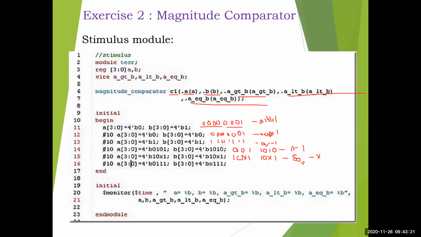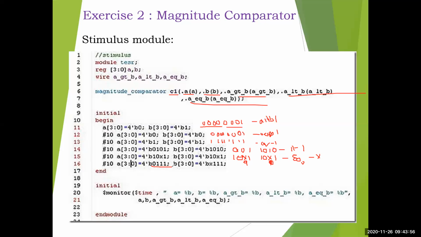So 0 1 1 1 and x 1 1 1. Here we have to give a value to x, either 0 or 1. What will happen if both are 0 0 here? It is equal, right? If this is 0 1, then it will be less than. If it is 1 0, then a is greater than b. So all four combinations are possible, and that's why it is difficult.